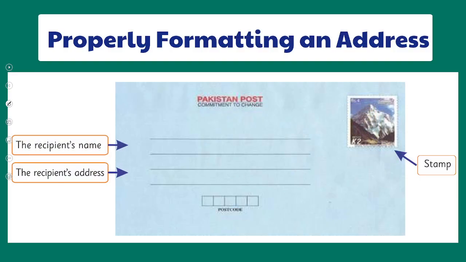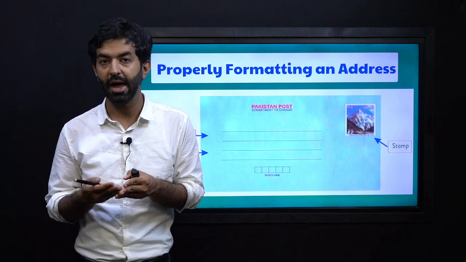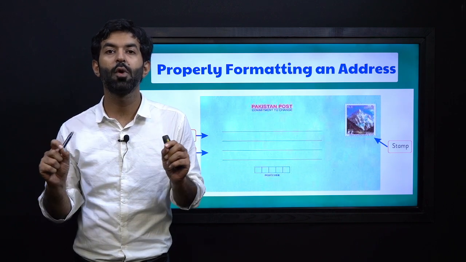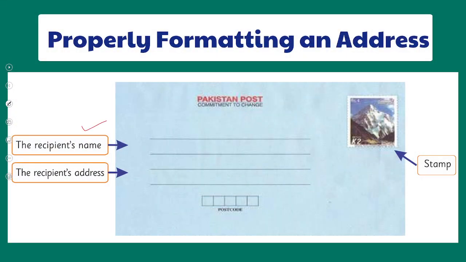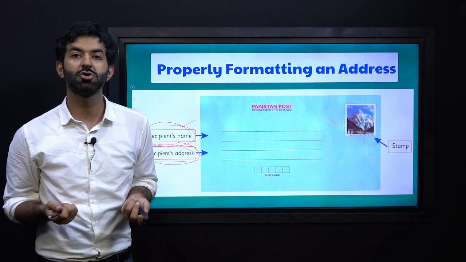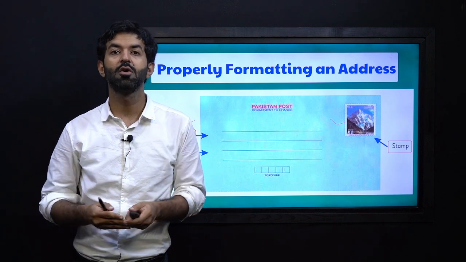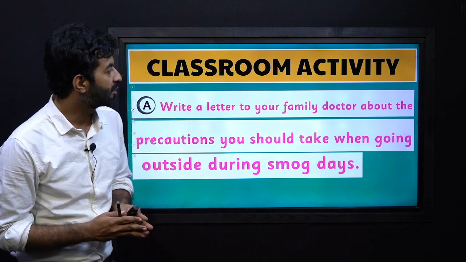Here, when you want to send the letter, of course, we have to fold it and wrap it up in an envelope, and we have to mention where it is supposed to be sent. So you can write the recipient's name, the person who is going to receive the letter, and the receiver's address as well. And you can also add a stamp and further information about the address and the contact so that the letter can reach the right person. Now, moving on next, let's talk about the classroom activity.